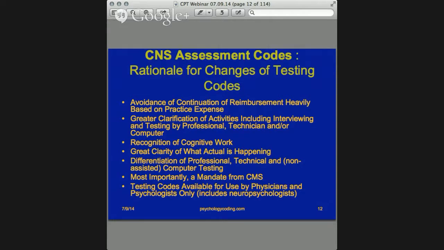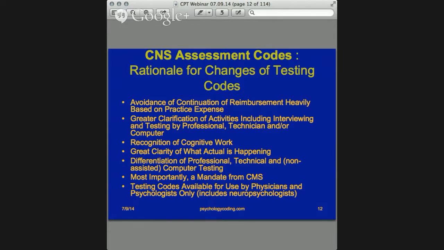All right. So in terms of CNS assessment codes, which is the primary focus, a lot of people were asking and have asked, why did you change the codes? So this is a somewhat historical slide, but there are several issues. First of all, we had to. It's one of those things that we didn't have a choice. CMS said you had to. Second of all, we did not have a technical code. As a matter of fact, one could argue that we didn't have the opportunity to use technicians. And finally, there was the issue of cognitive work.